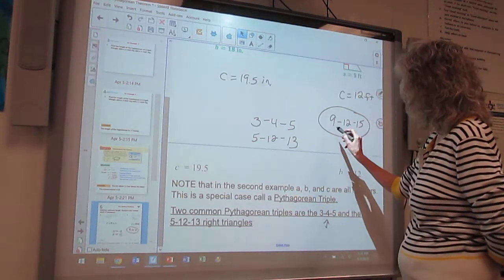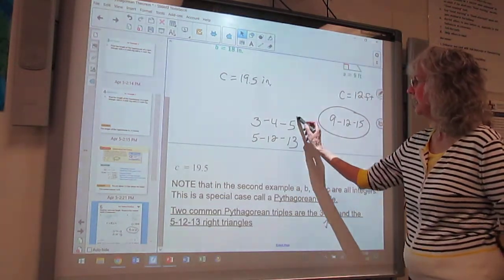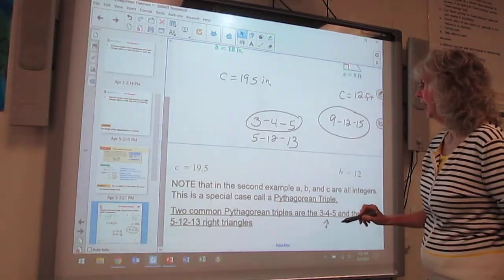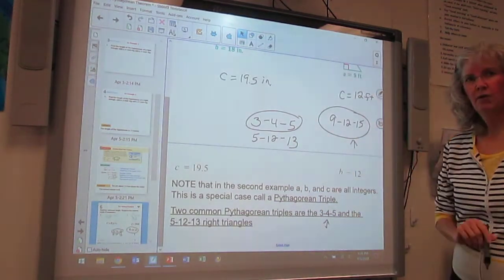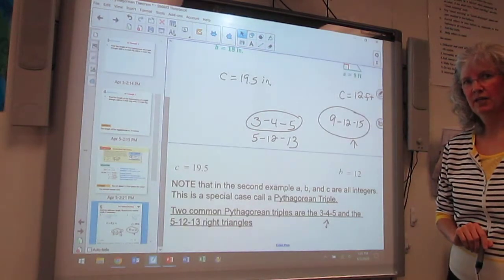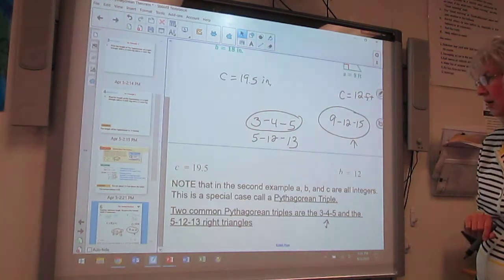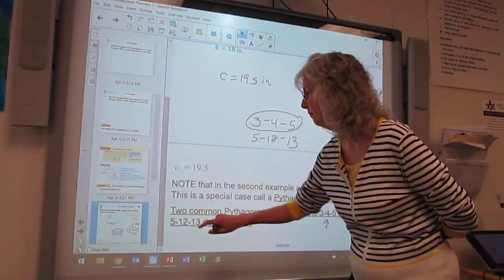Notice that the 9, 12, 15 is this triple times 3. So that is also a Pythagorean triple. All 3 are integers, and it makes a right triangle. That's a very special case, which we can prove with the Pythagorean theorem.